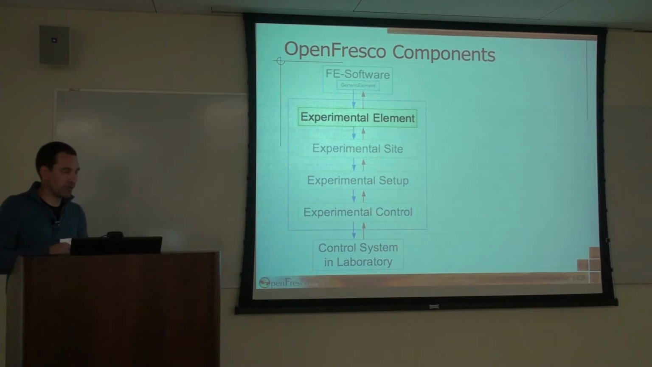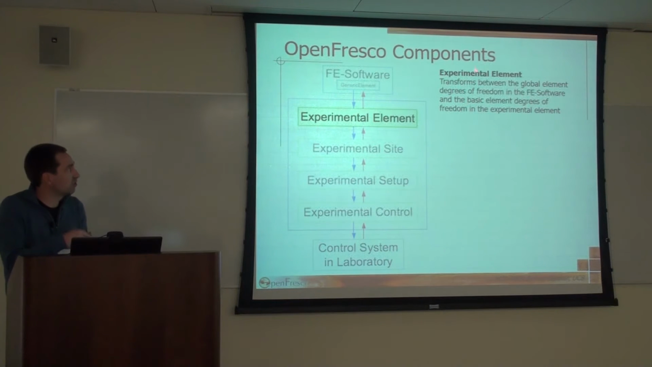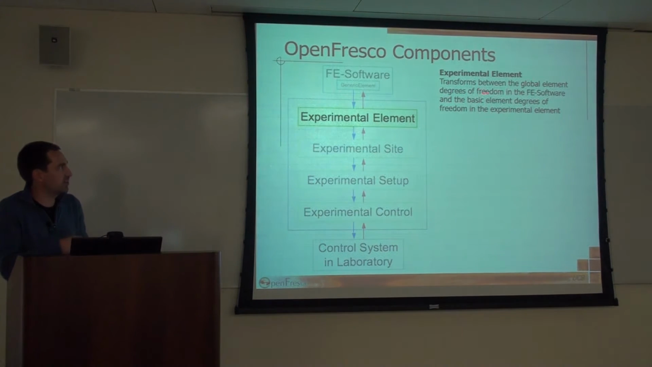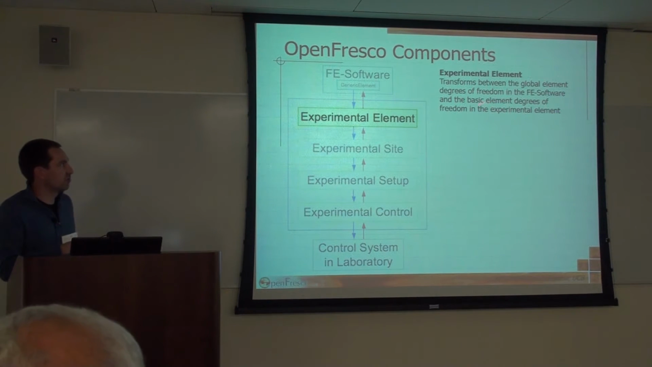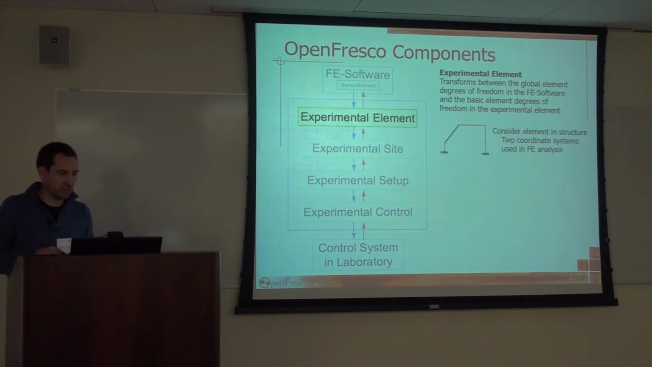So now if we go into a little bit more detail at what every component is actually doing inside OpenFresco, starting with the experimental element component. The experimental element, first of all, has to transform. This doesn't really change much from a regular numerical finite element. Basically, it has to transform from your global degrees of freedom in your finite element software to some basic degrees of freedom. So let's do a 2D example here.